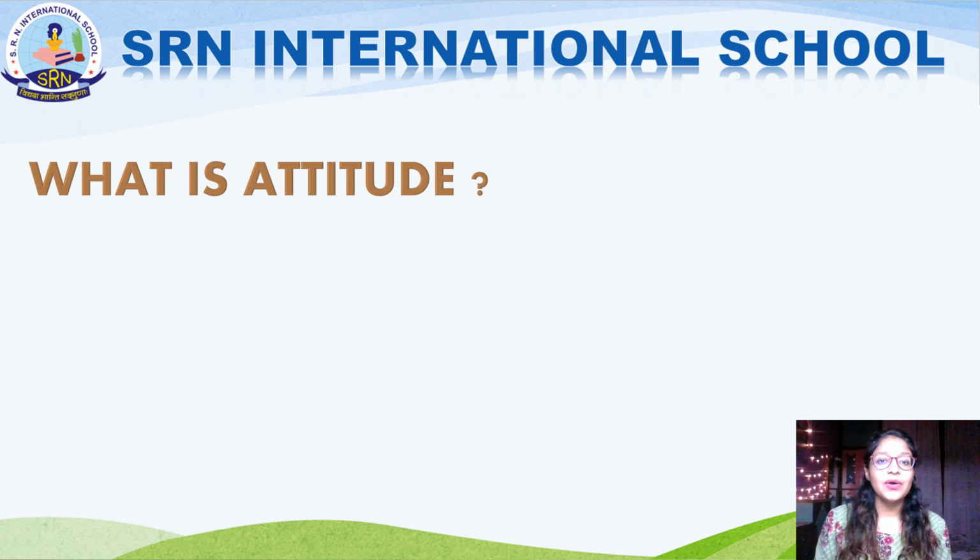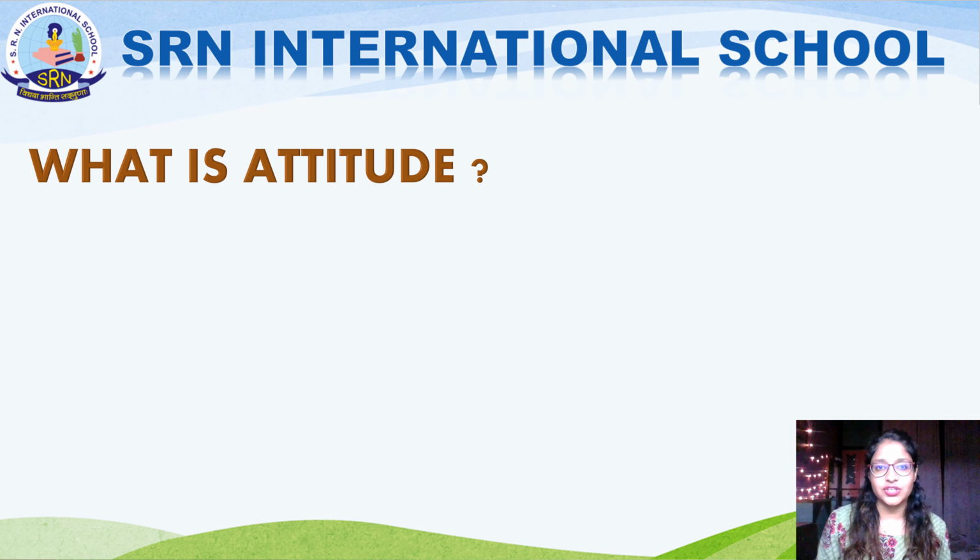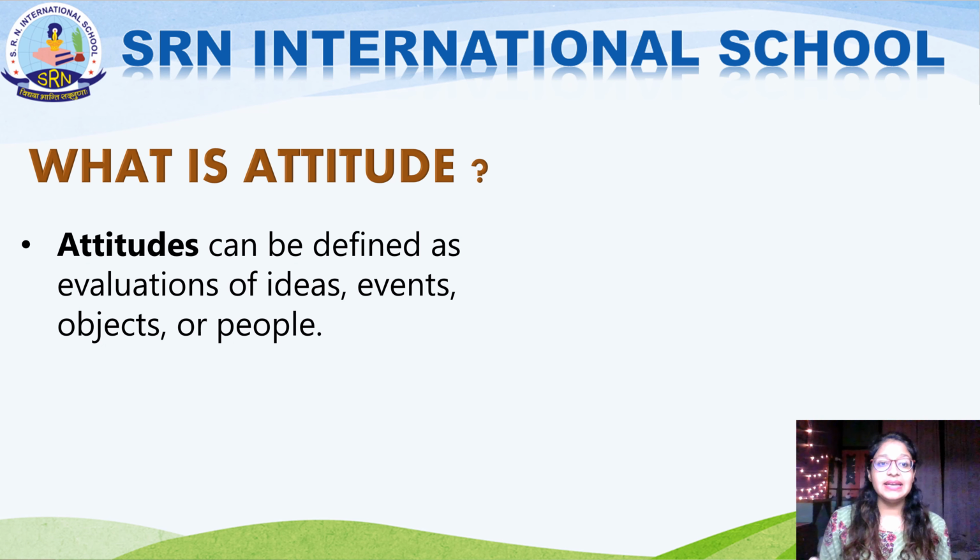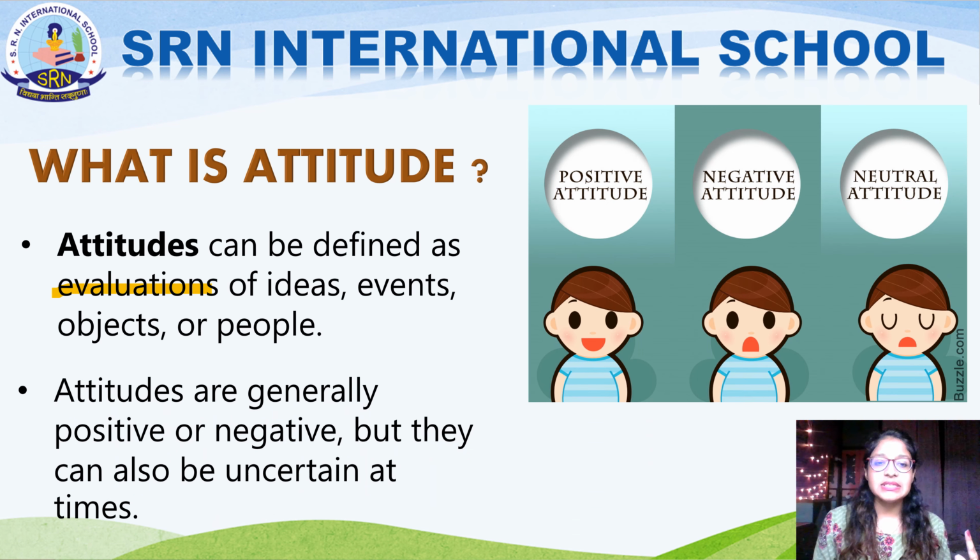Now, let's see what is attitude, how to define attitude. So, attitudes can be defined as evaluation of ideas, events, object, or people. And you know that attitude can be positive, negative, or neutral. For example, sometimes we have mixed feelings about a particular issue or a person. Regardless, attitudes are an important topic of study for social psychologists. But why? Because they help determine what we do, what we eat, how we vote, what we do with our free time, and so on.